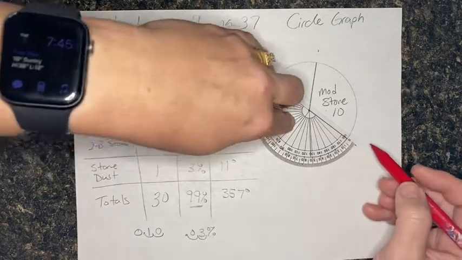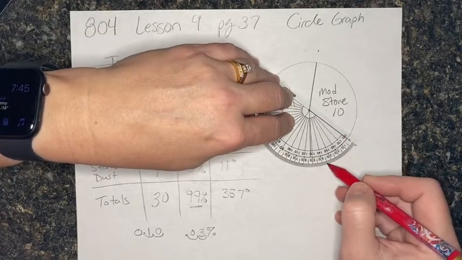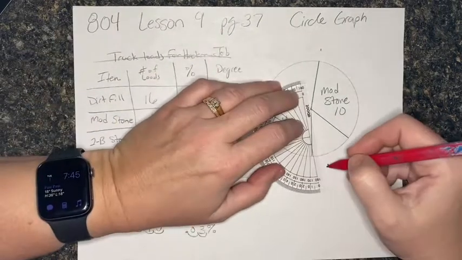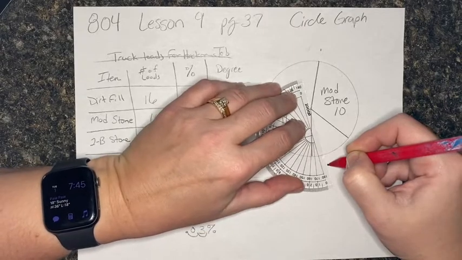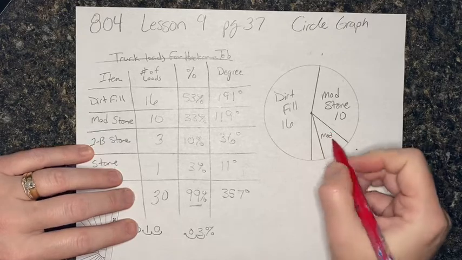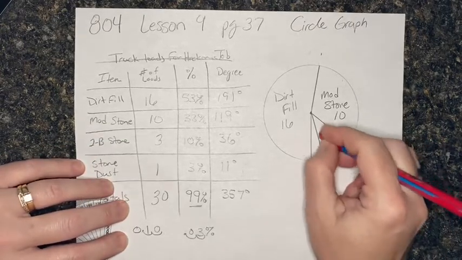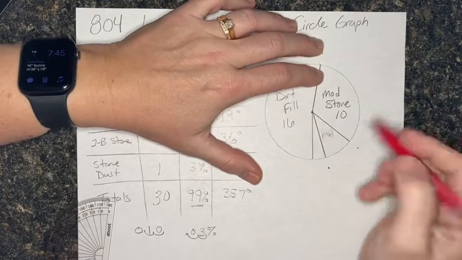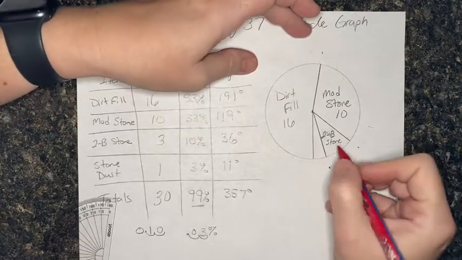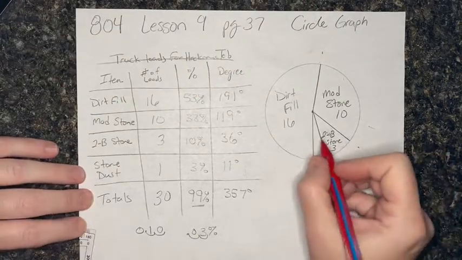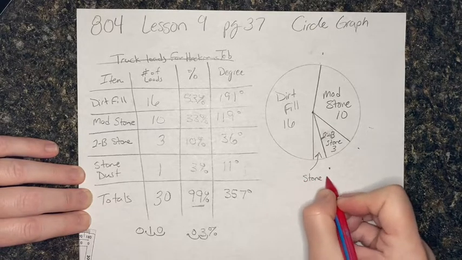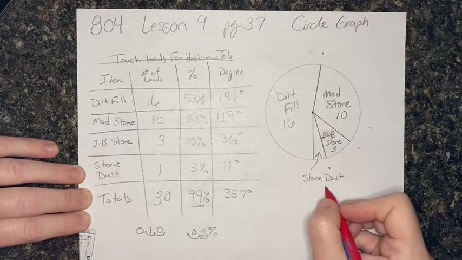And then I want to go for 36 degrees. Here's 35. 36 is the next little check mark. Then I draw my line to the center. Sorry, not my mod stone. I just did that. This is my 2B stone. 2B stone. And it was 3 loads. Okay. And finally was my, and I'm just going to draw an arrow because there's not enough room, but my stone dust at 1 load.